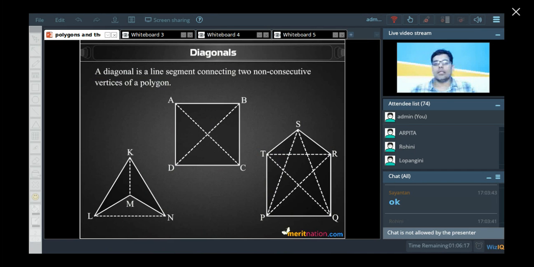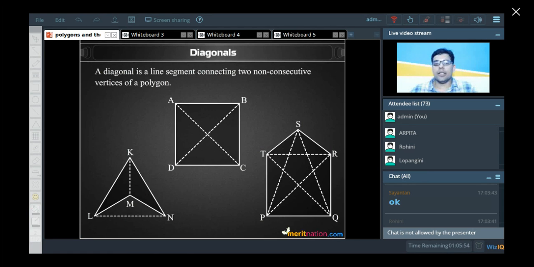Next, we have the concept of diagonal. Now, what is a diagonal? A diagonal is a line segment connecting 2 non-consecutive vertices of a polygon. I am again repeating, a diagonal is a line segment connecting 2 non-consecutive vertices of a polygon.